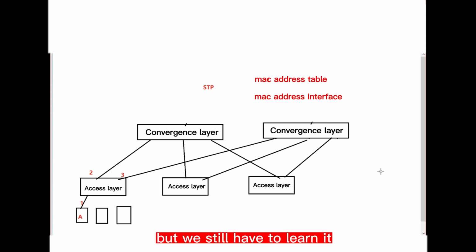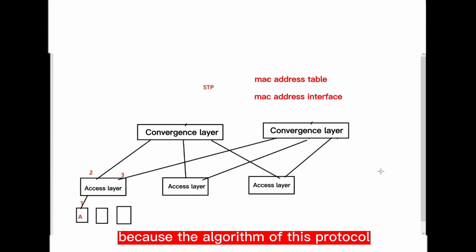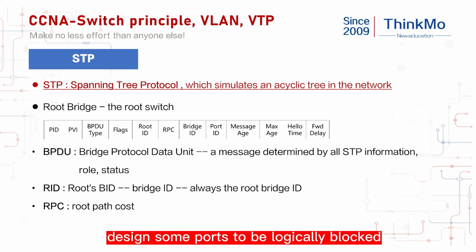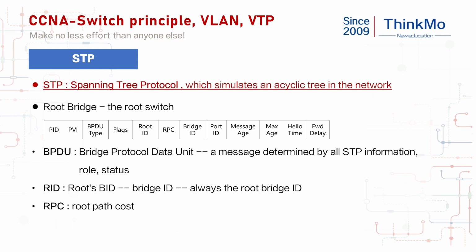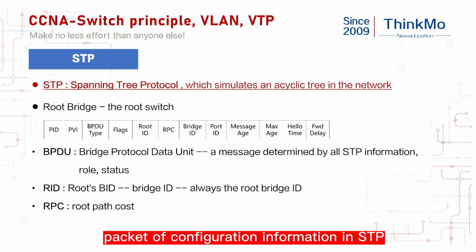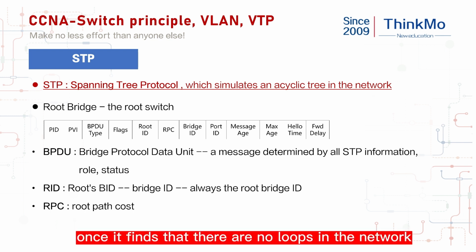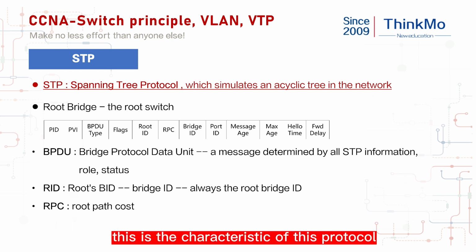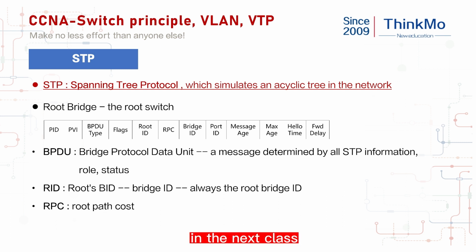But we still have to learn it, because the algorithm of this protocol is quite powerful. STP is actually designed so that some ports are logically blocked. The port that is blocked usually does not forward traffic, but it stores some configuration information packets in STP. Once it finds that there are no loops in the network, the port will come up and start forwarding data. This is the characteristic of this protocol. Let's talk about how it is implemented in the next class.